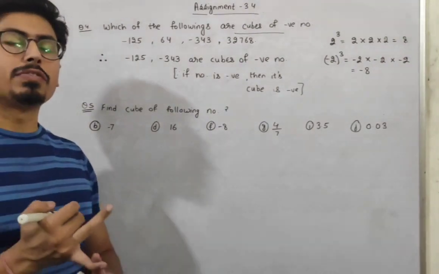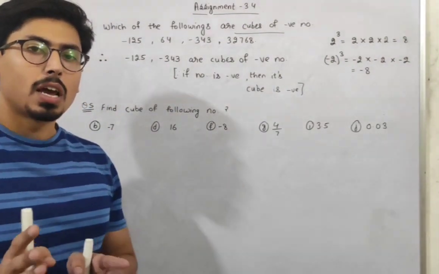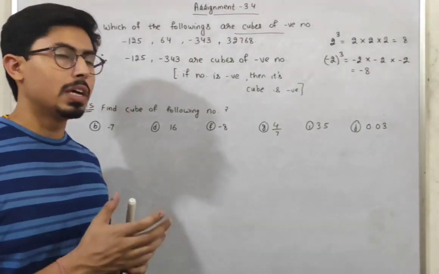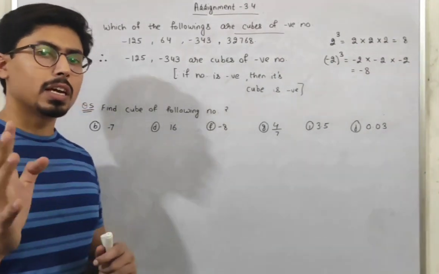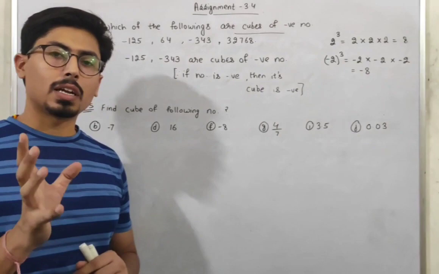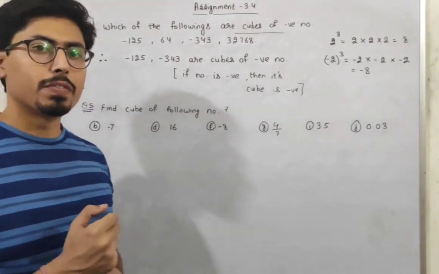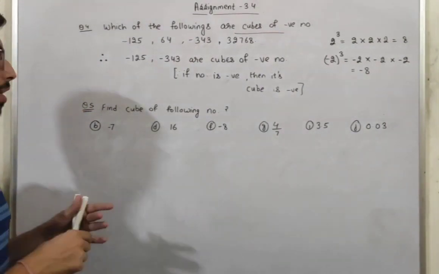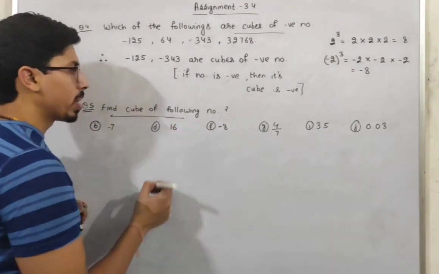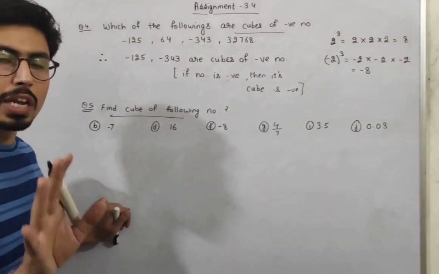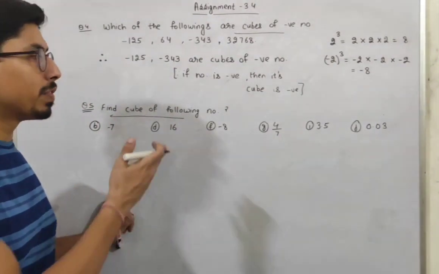See, in our question number 5, we basically have 10 parts, out of which I am going to discuss the 6 parts. Okay. See, it is a very simple question, but a little bit calculative. Okay. So find cube of following number. Okay, students, we only have to find the cube of the given numbers.